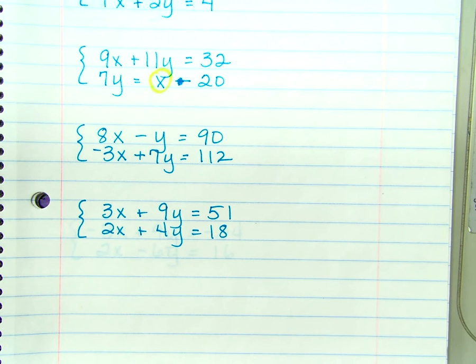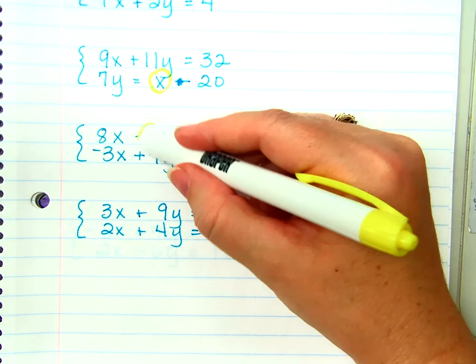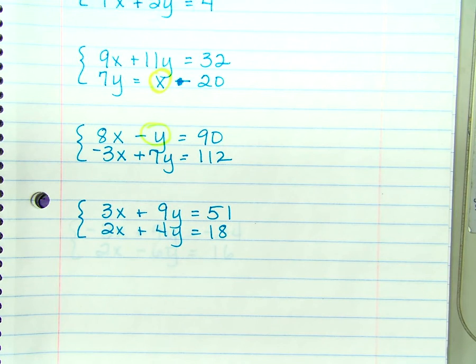Look at this example then. Please tell me which one you would choose. 8x minus y equals 90. Negative 3x plus 7y equals 112. You can't just say the first one, because I'm asking for which variable. Which variable would you choose to solve for? y? So you would choose this one right here? Okay? For the record, that is the one I would choose, because even though it's a negative number, it also has no multiplier in front of it. Okay?